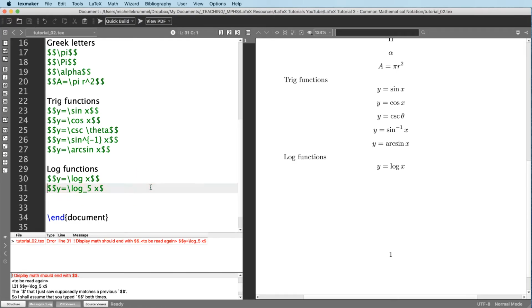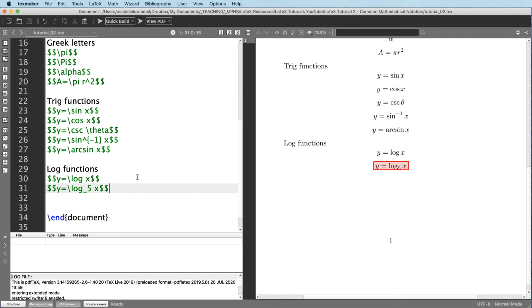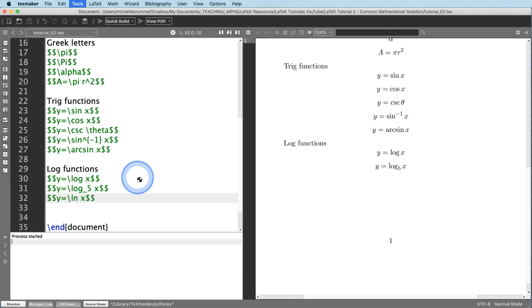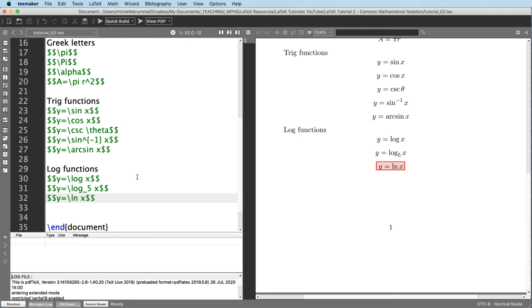So this log, oh, what did I do wrong? Oh, I'm missing a dollar sign. Double dollar signs. Okay, log base 5 of x. And then let's do a natural log. Y equals \ln space x. That's going to give us a natural log.